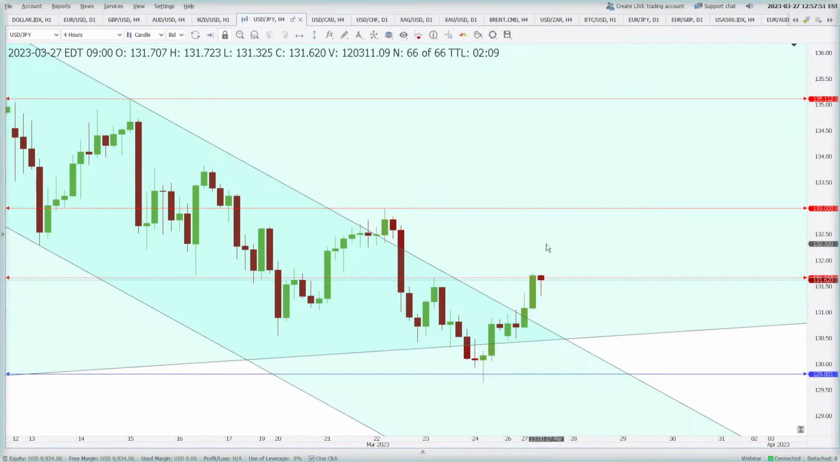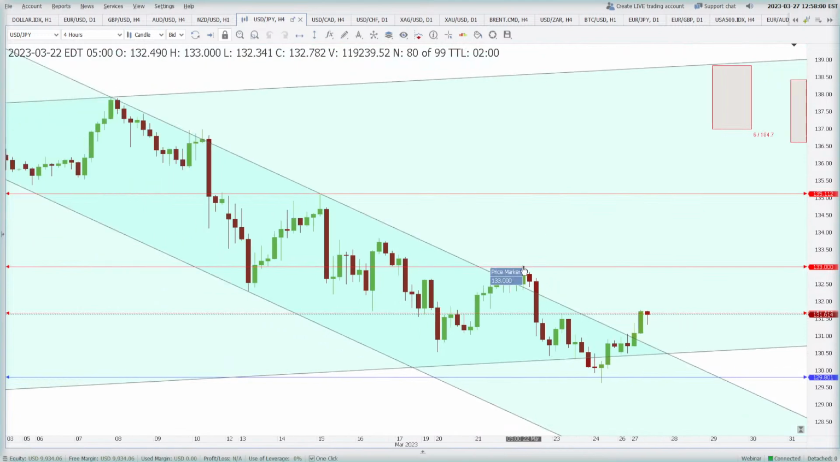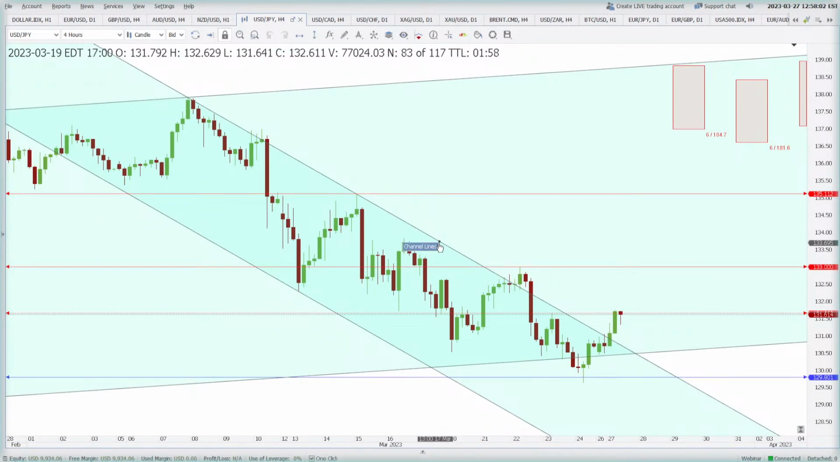And also on the daily chart, if the price closes above 133.00, that will become a buy in the USDJPY on the daily chart. And the next target that we will be looking for here will be the next swing high, which will be around 133.82.